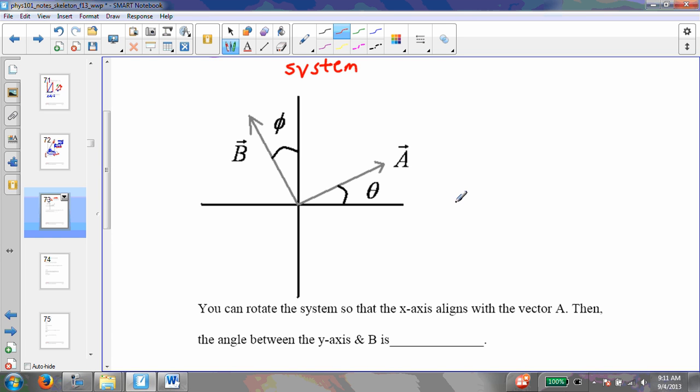So for example, in this problem where you have two vectors which are off the axes, off the x and y axes, you could rotate the coordinate system so that the x-axis would align with the vector A.